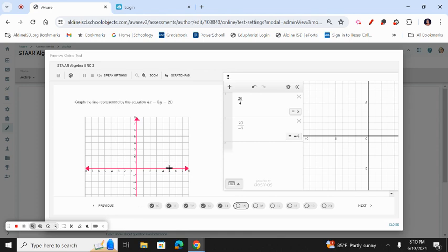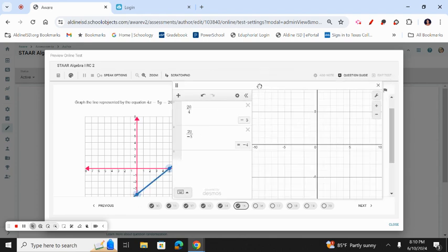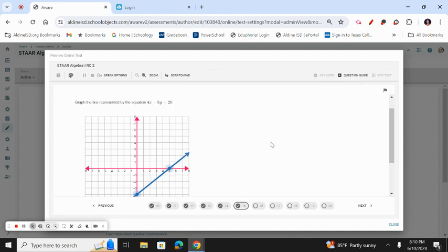So the x-intercept is at 5, the y-intercept is at negative 4, and my line is connected. I'm done. Just 2 points. They have to be on whole numbers.